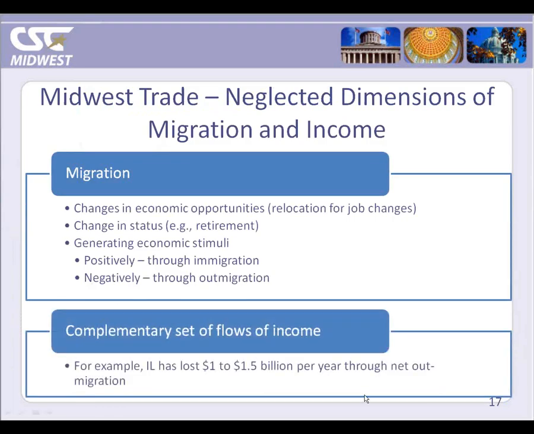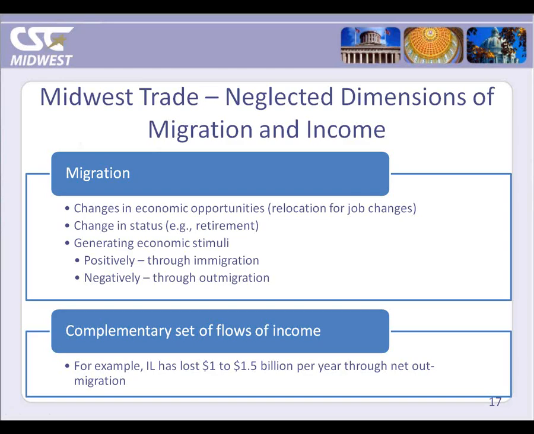So one of the other aspects of this is we not only have a significant degree of trade in terms of goods and services, but we also have enormous impacts as a result of trade in people, particularly in migration. And we have been analyzing this through access to annual data from the IRS. And one of the things that we have discovered is that our Midwest states are losing enormous amounts of income as a result of net migration.